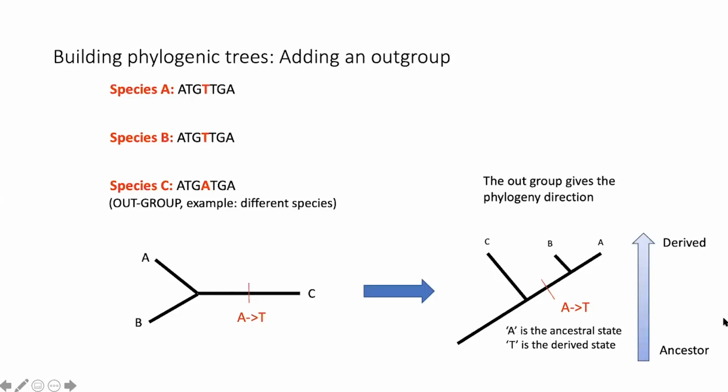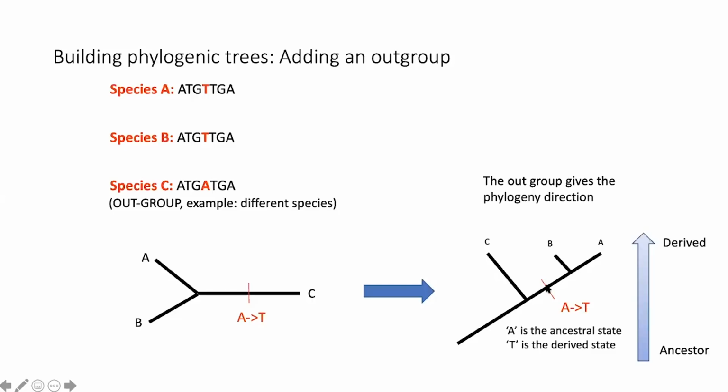Some more terminology, and there's a lot of jargon in this lecture, so make sure you learn it. We have the ancestor to the derived. In the previous phylogeny there was no direction from ancestor to derived, but now that's what we have: these are ancestral states and these are derived states out here. In this example, we have an A changing to a T. So this is the ancestral state, and the derived state is the T.